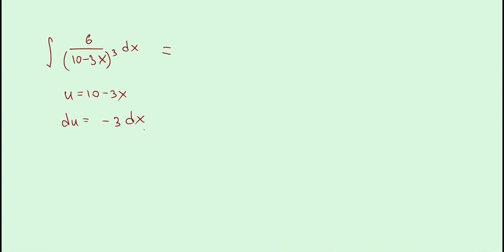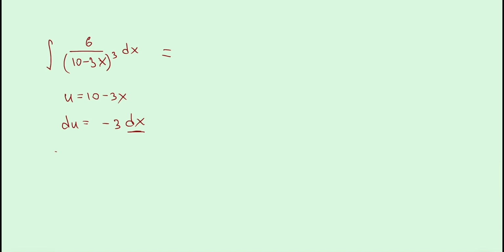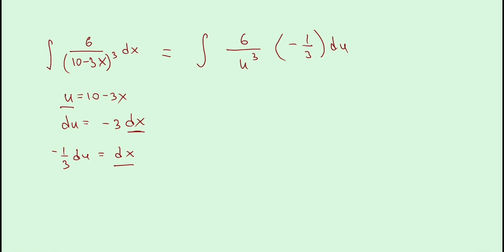Now we need to replace dx, therefore we're going to solve for dx, and we're going to get negative 1/3 du equal dx. Now we're going to plug in everything we know into the equation. So we're going to have 6, 10 minus 3x was replaced with u, therefore we write u cubed, and dx is equal to negative 1/3 du. So we get negative 1/3 du. So the point of U substitution is to replace the equations with u and du.